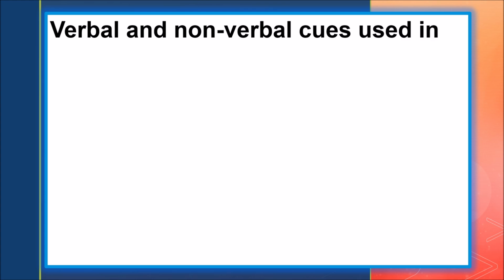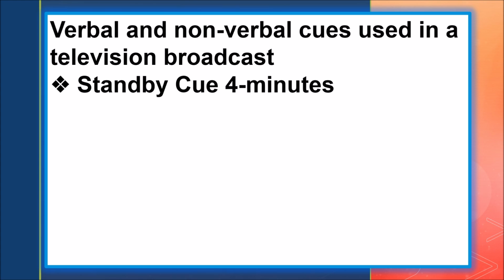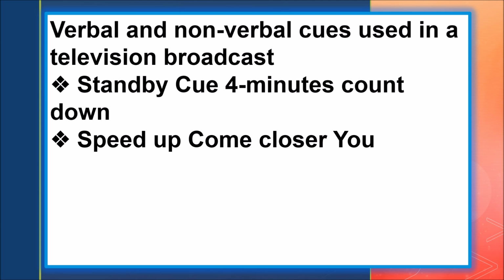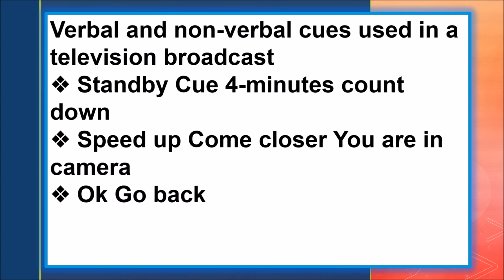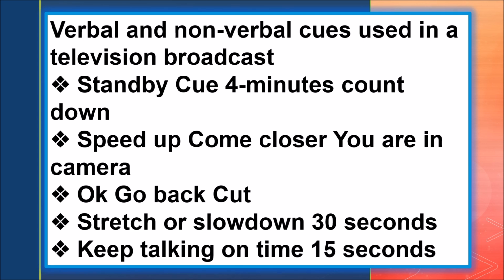Verbal and nonverbal cues used in a television broadcast are like standby cue, 4 minutes countdown. Speed up, come closer, you are in camera. Okay, go back, cut. Stretch or slow down, 30 seconds. Keep talking, on time, 15 seconds. So these are the verbal and nonverbal cues used in a television broadcast.